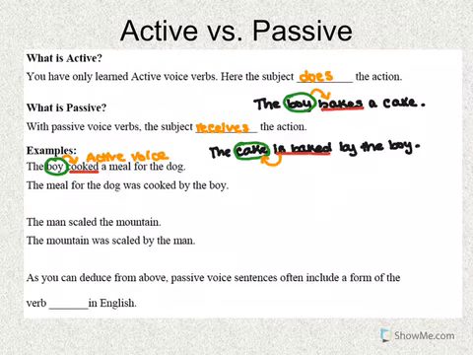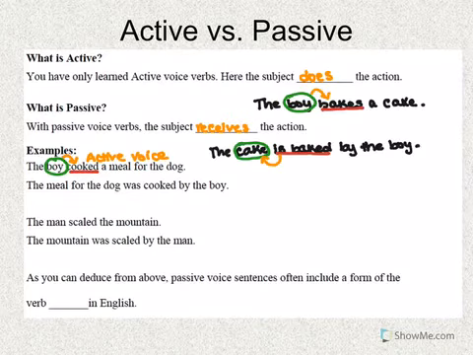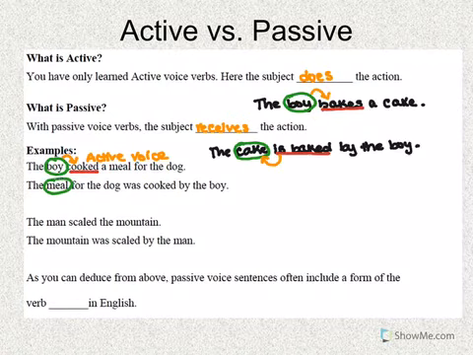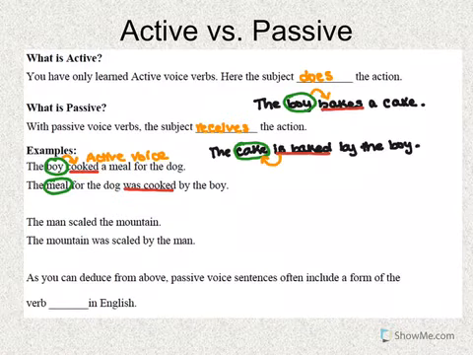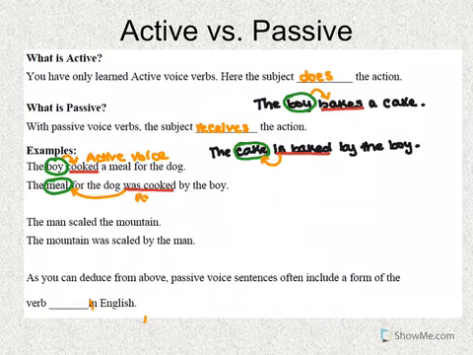Let's look at the sentence below. The meal for the dog was cooked by the boy. Here our subject is the meal, and our verb is the phrase was cooked. What's the relationship between the subject and the verb now? In this case, the subject receives the action. It's what's being cooked. And so we have a passive voice verb.